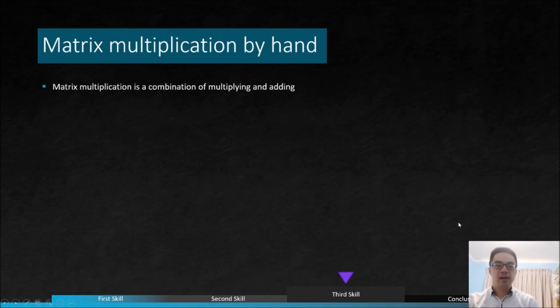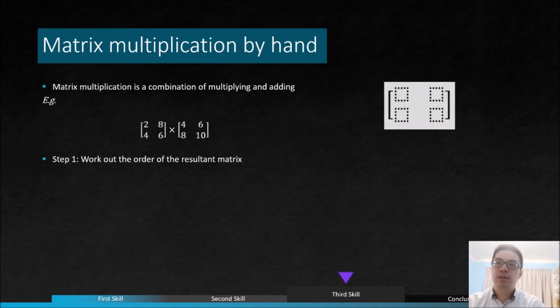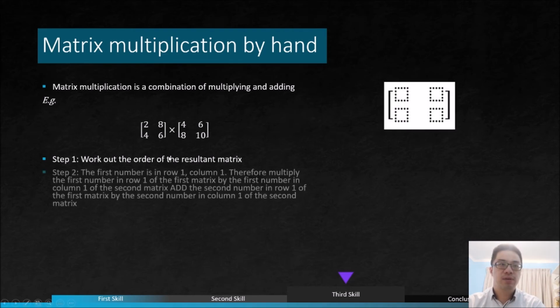Matrix multiplication by hand, you do need to know how to do this. So matrix multiplication is just a combination of multiplying and adding. Let's take this 2 by 2 matrix as an example. Step 1, work out the order of the resultant matrix. That generally helps. So there's a 2 by 2.